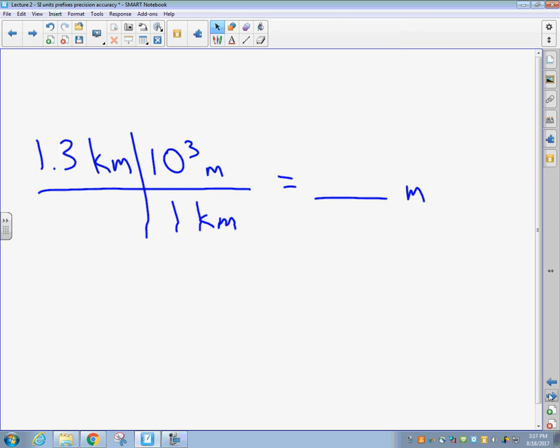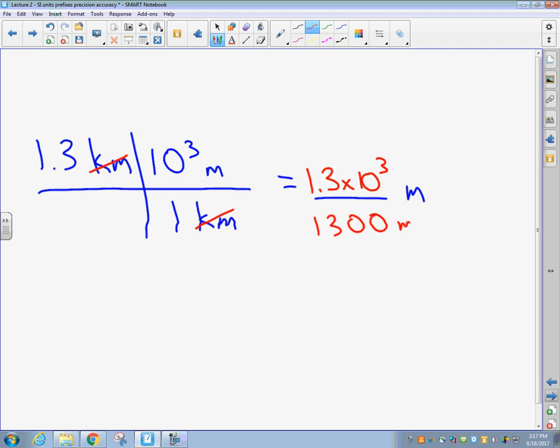We set up our dimensional analysis so that kilometers cancel out with kilometers. We multiply the two numbers on top by one another, and we get 1.3 times 10 to the third meters. If you're not familiar with or comfortable with scientific notation at this point, you can also write this number out. This number written out would be 1,300 meters. Either answer would be acceptable at this point in our curriculum.